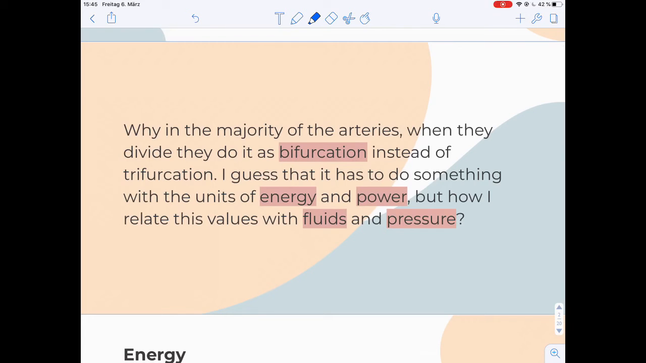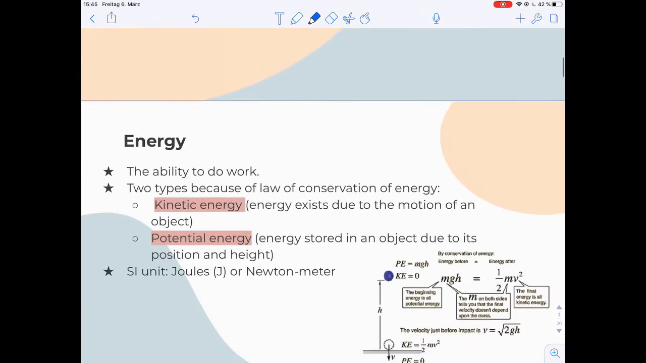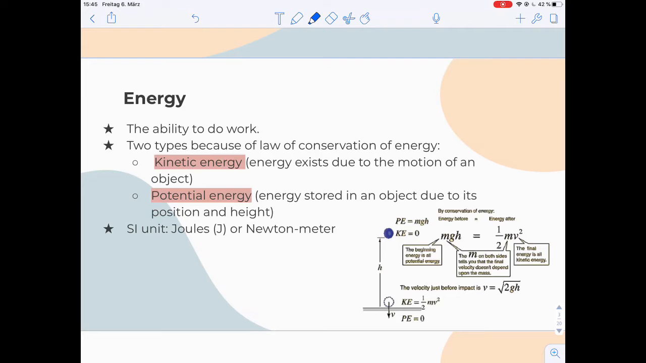Why in the majority of the arteries, when they divide, do they do it as a bifurcation instead of a trifurcation? I guess it has something to do with the units of energy and power. But how do I relate these values with fluids and pressure? First of all, we're going to start defining some terms of the problem.